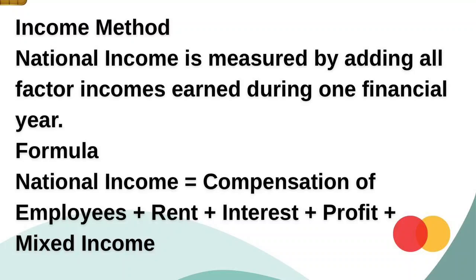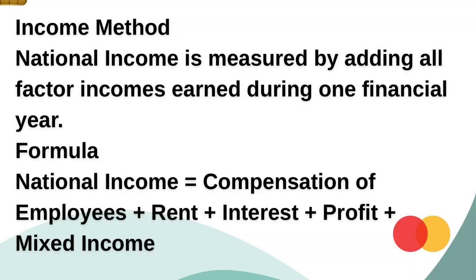Now think about a small shopkeeper who owns the shop but also works there every day. It's difficult to separate how much income he earns as a worker and how much he earns as an owner. This is called mixed income. The income method simply adds all these factor incomes to calculate national income.